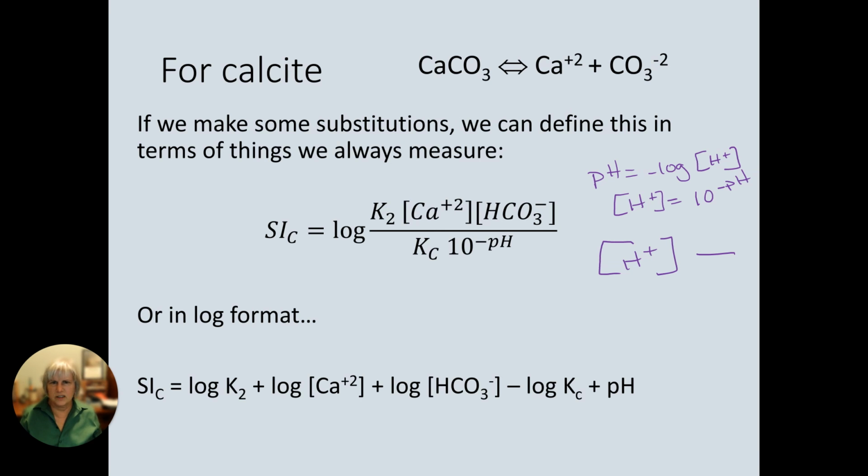And I've just taken the log, or the saturation index for calcite, and I've broken out that fraction part of the calculation in the log form. So it's the log of K2 plus the log of calcium plus the log of the bicarbonate minus the log of the Kc, because it's in the denominator, plus the pH. The pH, it's the log of 10 to the minus pH, which is how we get a positive pH. But anyway, that's the log form if you find that easier to work with.